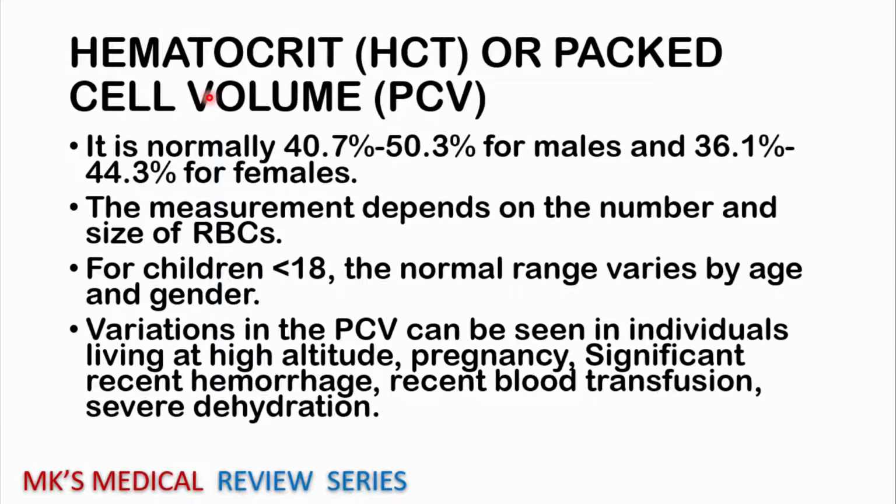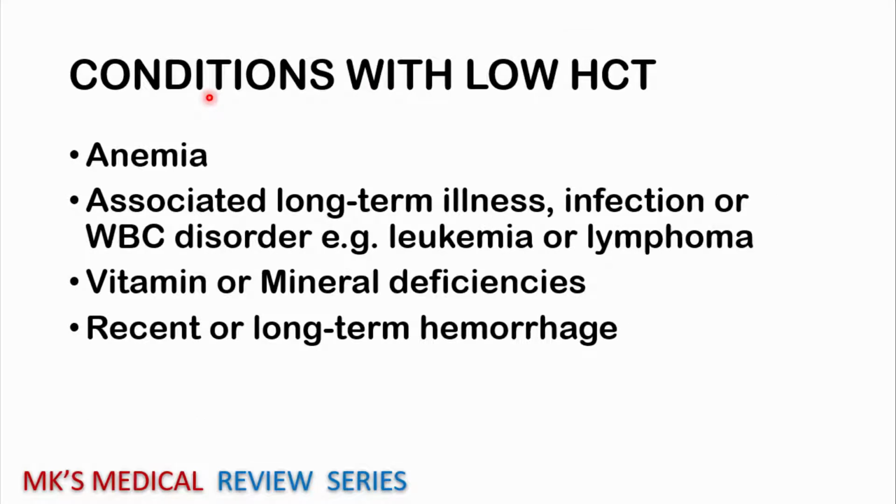For example, in patients that are living at a high altitude, because there is hypoxia. When you go higher, there's going to be release of erythropoietin, synthesis of more red blood cells. So it means that the PCV or the packed cell volume is going to increase. Pregnancy, also because of the hemodilution that may be there, may lead to changes in the PCV and or the hematocrit, significant hemorrhage, recent blood transfusions, even severe dehydration. With dehydration, you may actually see an increase in the hemoglobin, you may see an increase in the hematocrit.